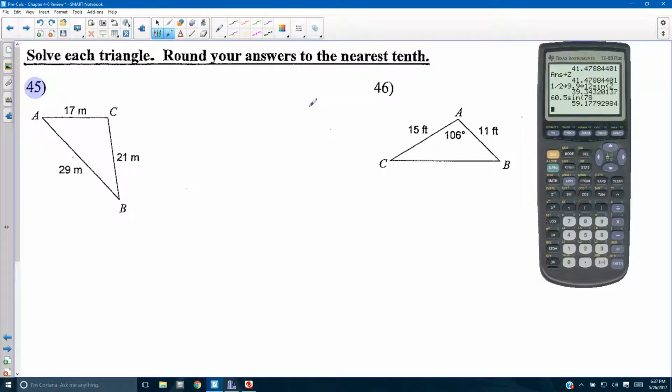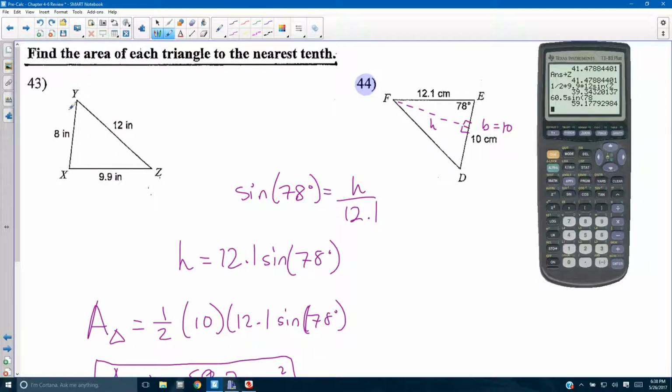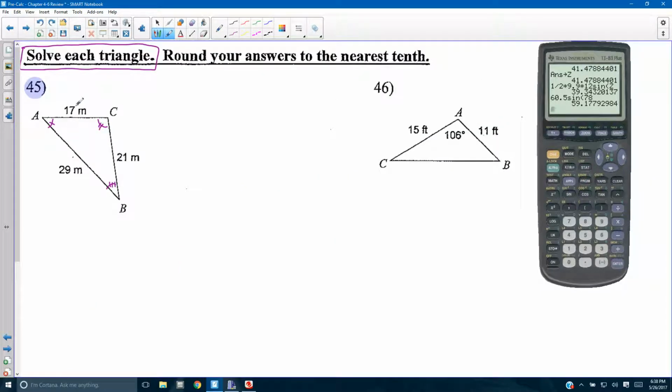Okay, numbers 45 and 46. Solve each triangle, round your answers to the nearest 10th. Solve each triangle means find every missing piece of information except the area. So basically, in this case, we have all three sides, and we have to find the missing angle measures. Now, in order to do this, let's do it like we did for problem number 43. Let's use the law of cosines to find one of the missing angle measures, and then we have a lot of different options to find the other ones. I'll round to the nearest 10th, but I'll use the exact answers to calculate just in case.